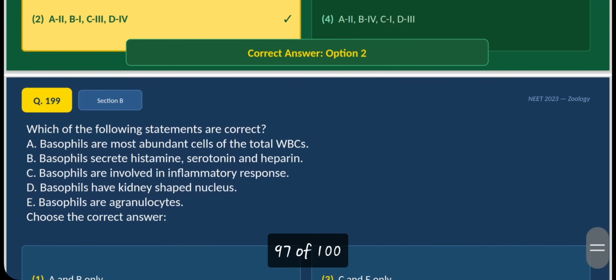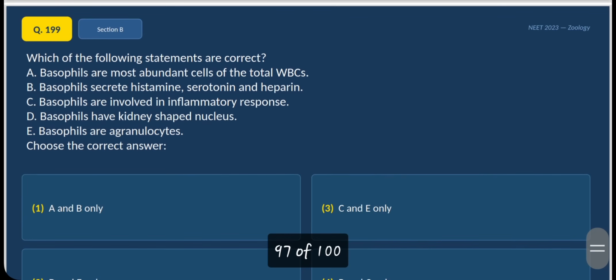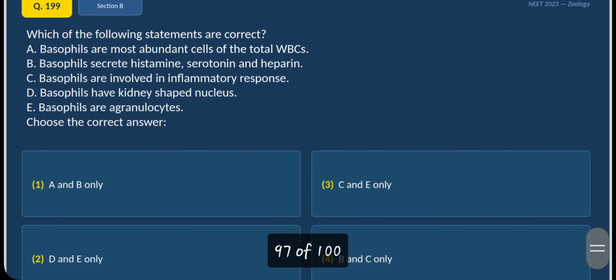Which of the following statements is correct? Basophils are most abundant cells of the total WBC. Basophils secrete histamine, serotonin, and heparin. Basophils are involved in inflammatory response. Basophils have kidney-shaped nucleus. Basophils are agranulocytes. So you have to choose the correct option.